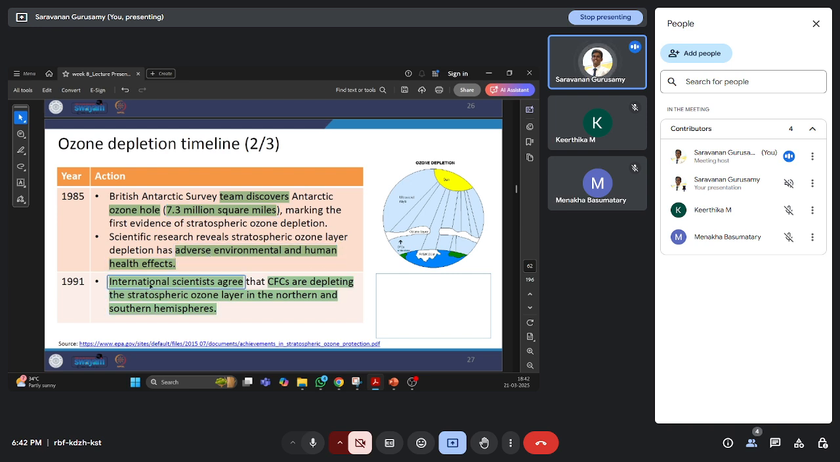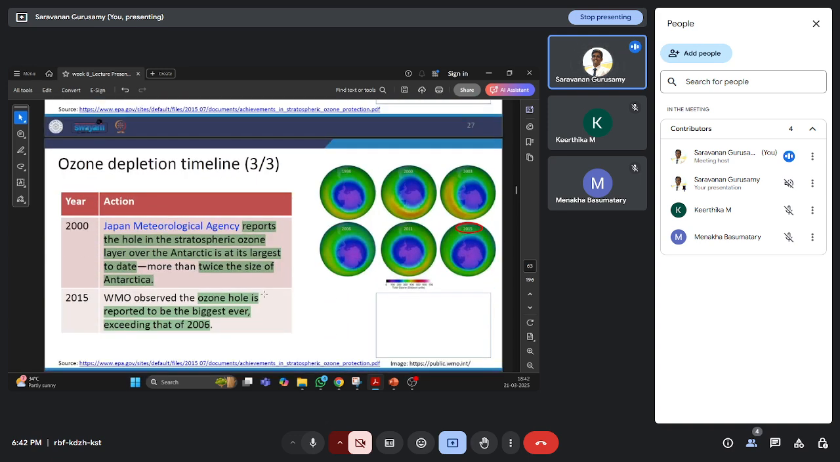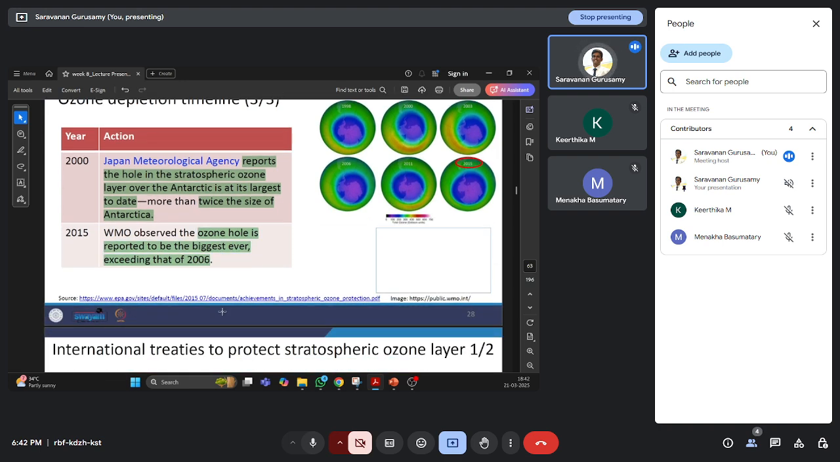Now, 1991, international scientists agreed, after lots of scientific research and data, that CFCs are depleting the stratospheric ozone. So 2000, Japan Meteorological Agency reported the ozone hole above the Antarctica by imageries. And 2015 ozone hole is reported as the biggest ever, exceeding that of 2006.